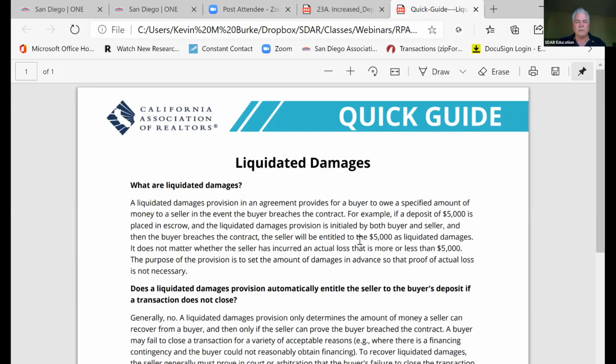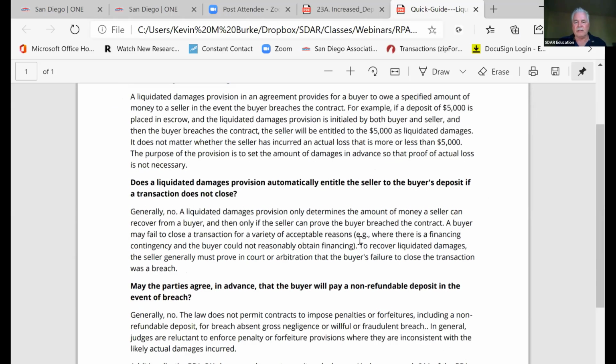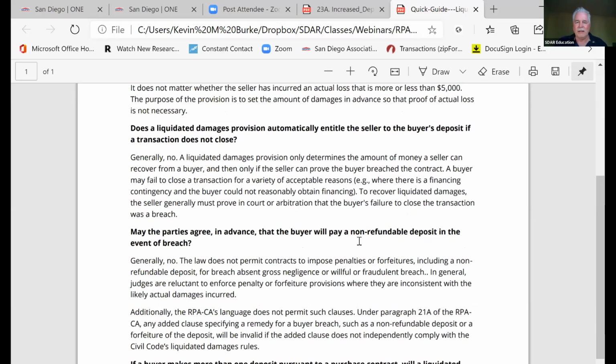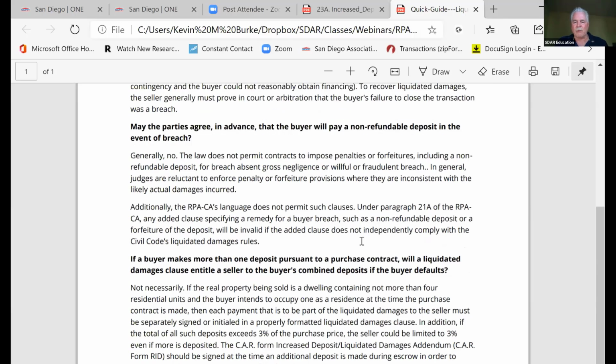What are liquidated damages? Does the provision automatically entitle the seller to the deposit? All this stuff I'm telling you, folks, comes from the hallowed halls, as we say. May they agree in advance that the buyer will pay a non-refundable deposit? Generally, no. What you're creating if you try to do a non-refundable deposit is you're probably creating an option. And options are very complicated, and you want to make sure you don't try to do one.